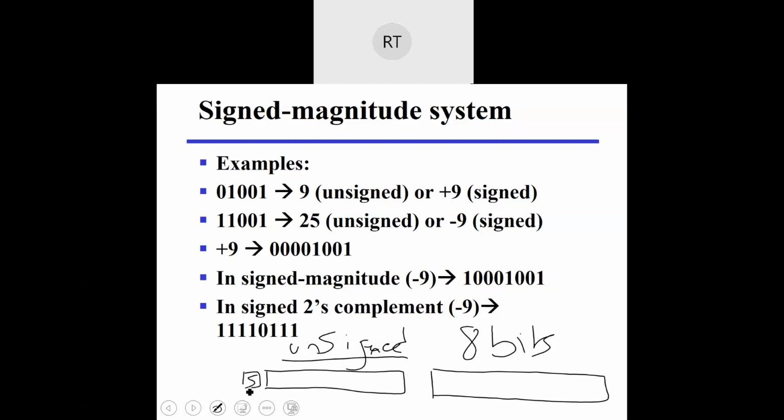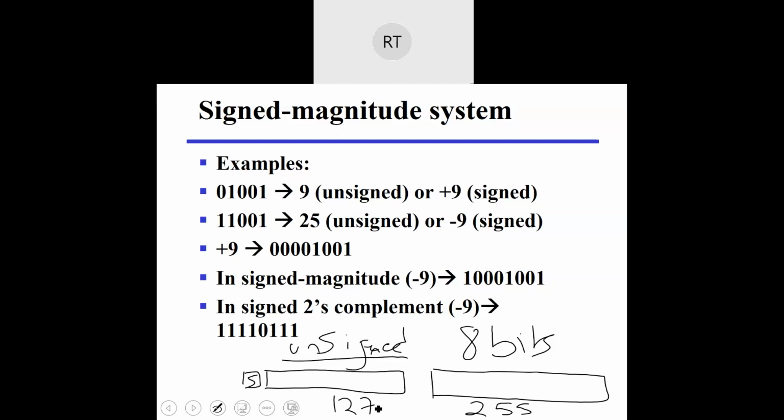So what is the biggest number I could write in 8 bits? It's 255. Anything greater than 255 will be an overflow. Here, the biggest number I could write in the signed is 127. After that, it's an overflow. You got the difference?